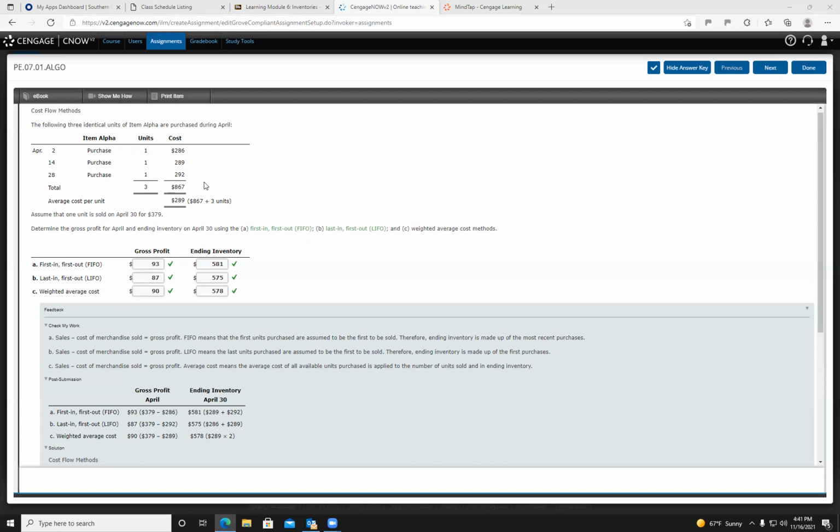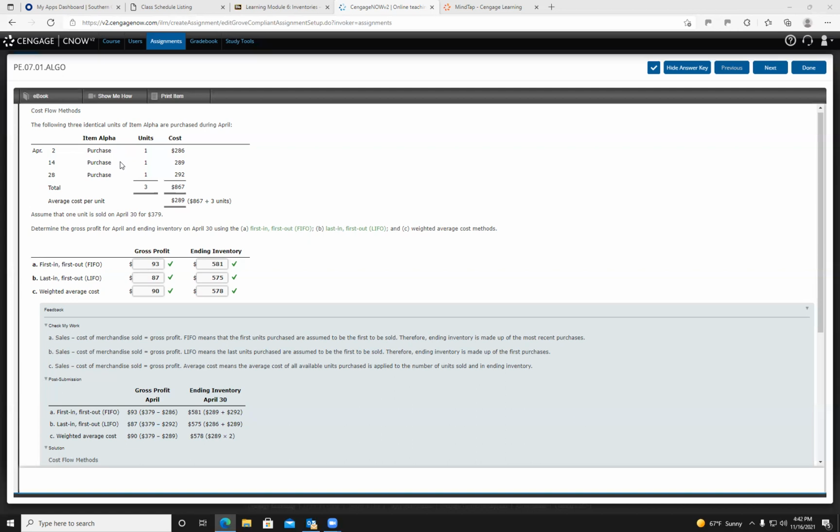All right. Now it says, assume that 1 unit sold on April 30th for $379. So I want you to determine the gross profit for April and the ending inventory on April 30th using the 3 cost flow methods. The first cost flow method is first in, first out. Again, first in, first out means the first units purchased are assumed to be the first units sold. Therefore, your ending inventory is going to be made up of your most recent purchases.